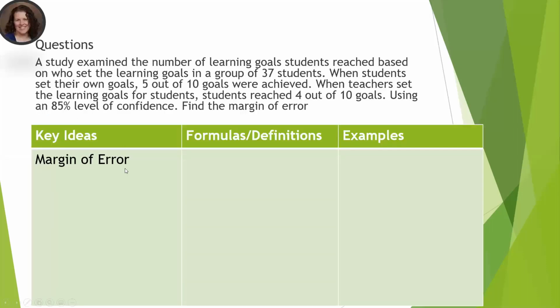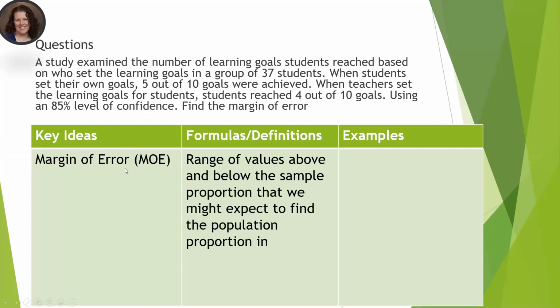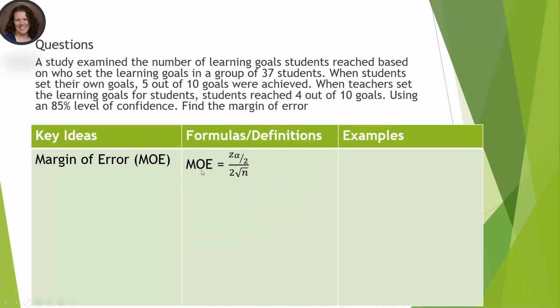Okay, now let's talk about margin of error. What is the margin of error? MOE is what you're going to see a lot for margin of error. It's the range of values above and below a sample proportion, in this case, that we might expect to find the population proportion. Let's talk about it a little more. First, here's our formula. We're going to find that Z alpha over 2. You need to know the size of the population. That's what N is.